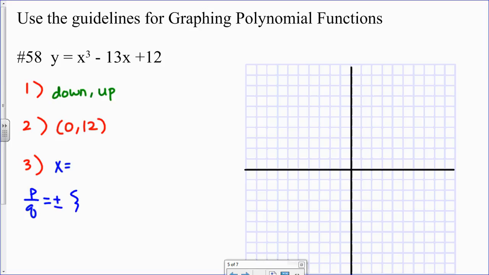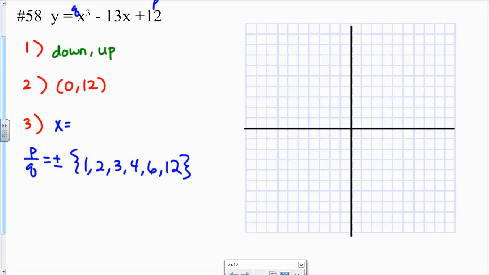Luckily, my p is 12 and q is just 1, so I'm only really concerned about the factors of p. So 1 and 12, 2 and 6, 3 and 4. Okay, so let's start synthetic division with 1. Keep in mind when you do the synthetic division that you skipped x squared, so it should go 1, 0, negative 13, and 12. Okay. Give you a minute.